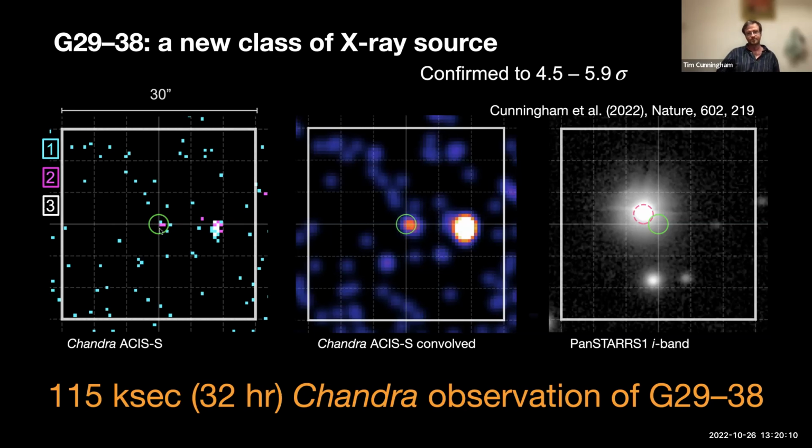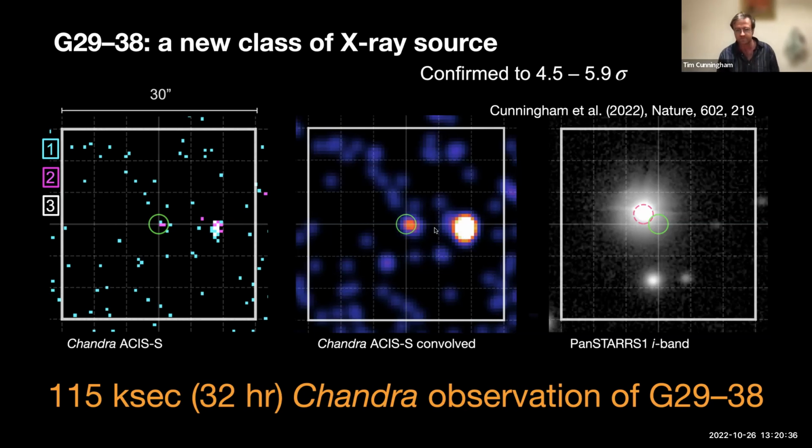of our target. In the middle, I'm showing the same counts image, but convolved with the PSF of ACIS. And on the right, I'm showing an optical image taken 7 years before our observation from the Pan-STARRS I-band. What you will notice is that there's a much brighter source nearby.